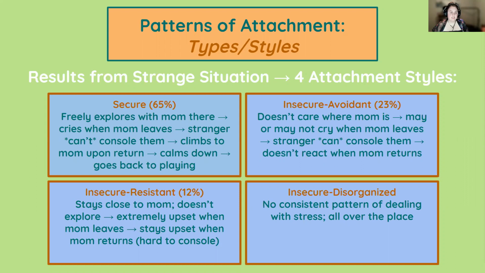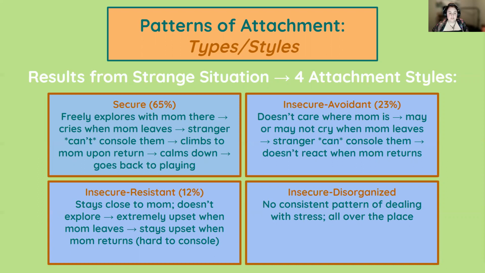The first one is secure attachment, and this accounts for a majority of the children, about 65%. These children in the strange situation procedure felt free to explore when the mom was there. They cried and got upset when the mom left, and they couldn't be consoled by the stranger. When the mom returned, the child climbs to them for hugs and consolation. They calm down pretty quickly, and then they go back to playing. Everything seems to be fine.